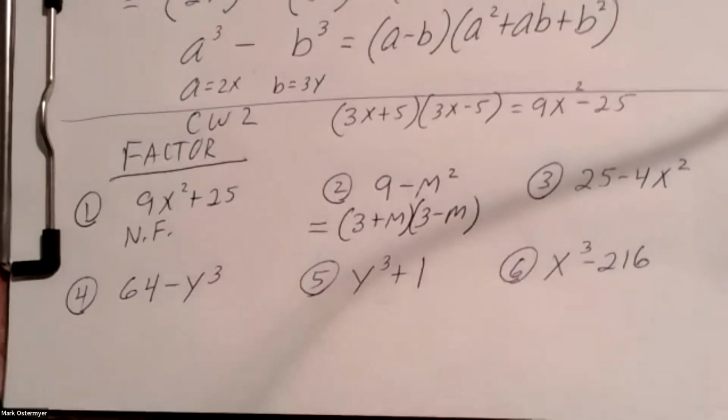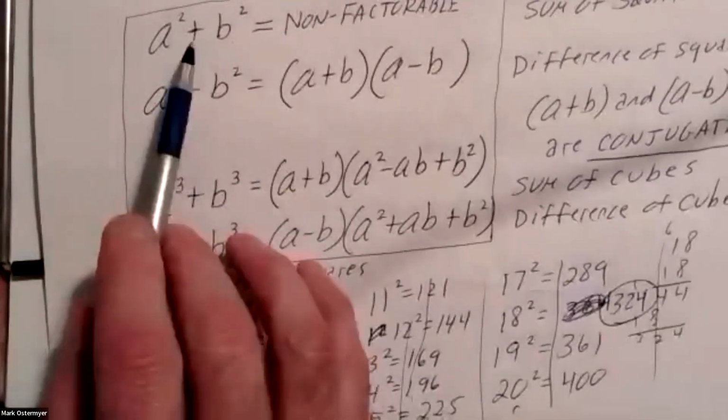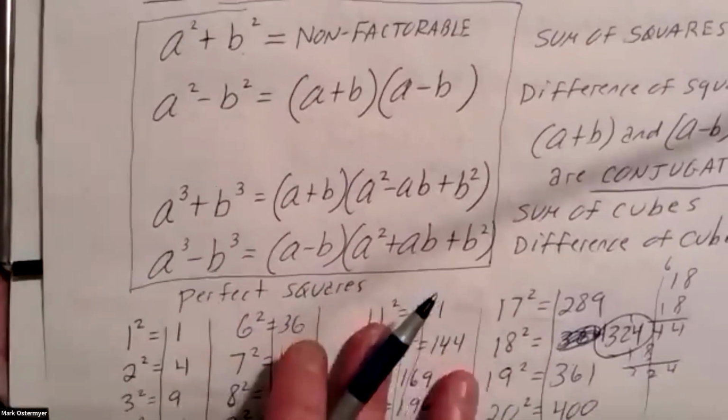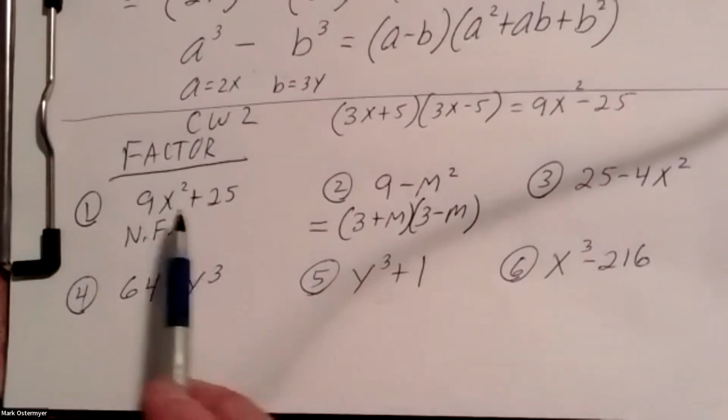Why did you say number 1 was non-factorable? Because it's the sum of two squares. The sum of two squares is non-factorable. You can only factor the difference between squares, not the sum of squares. So you can't factor 9x squared plus 25. That's not factorable.